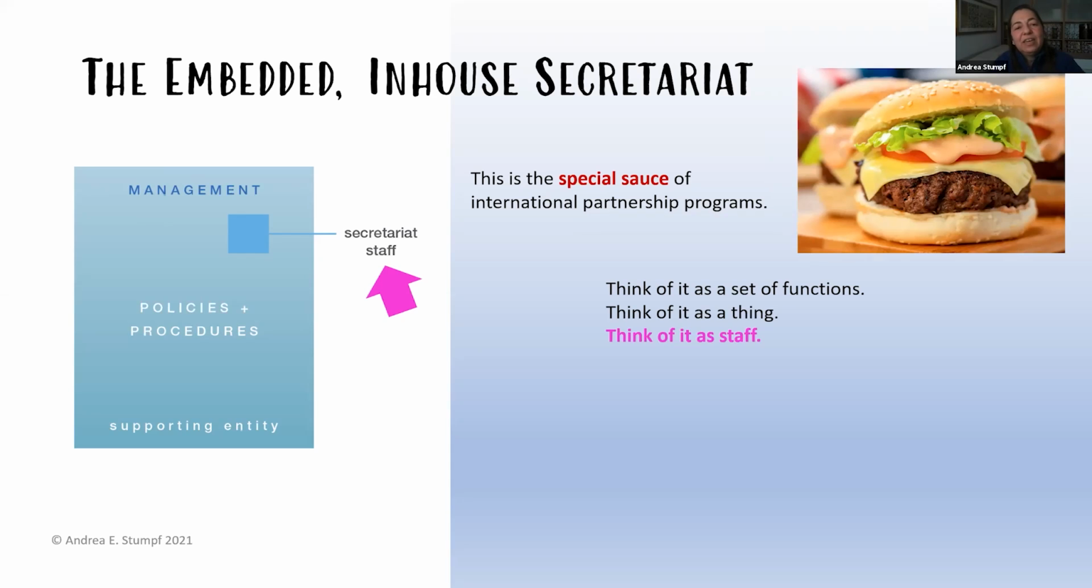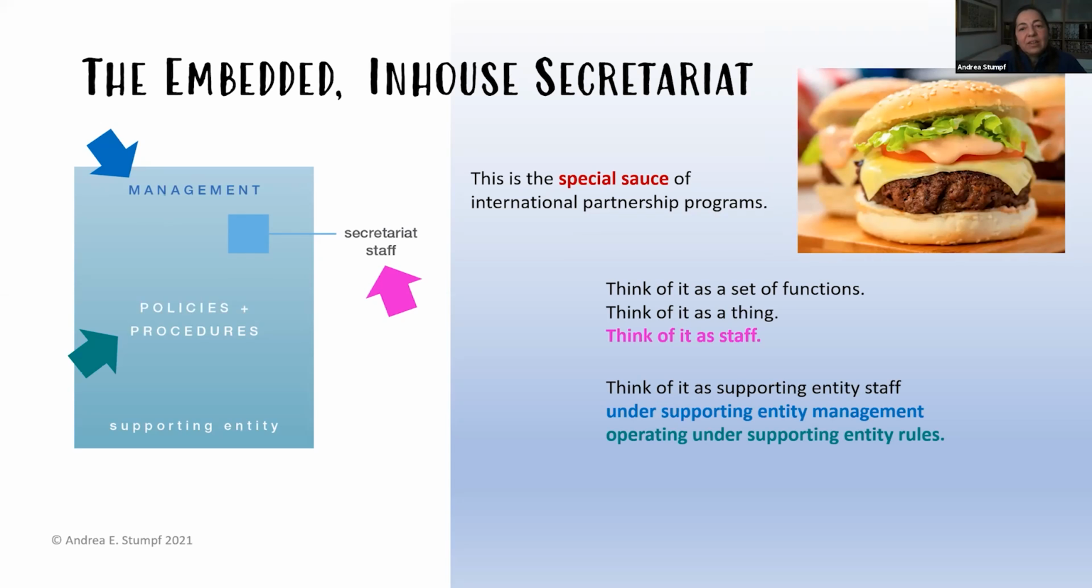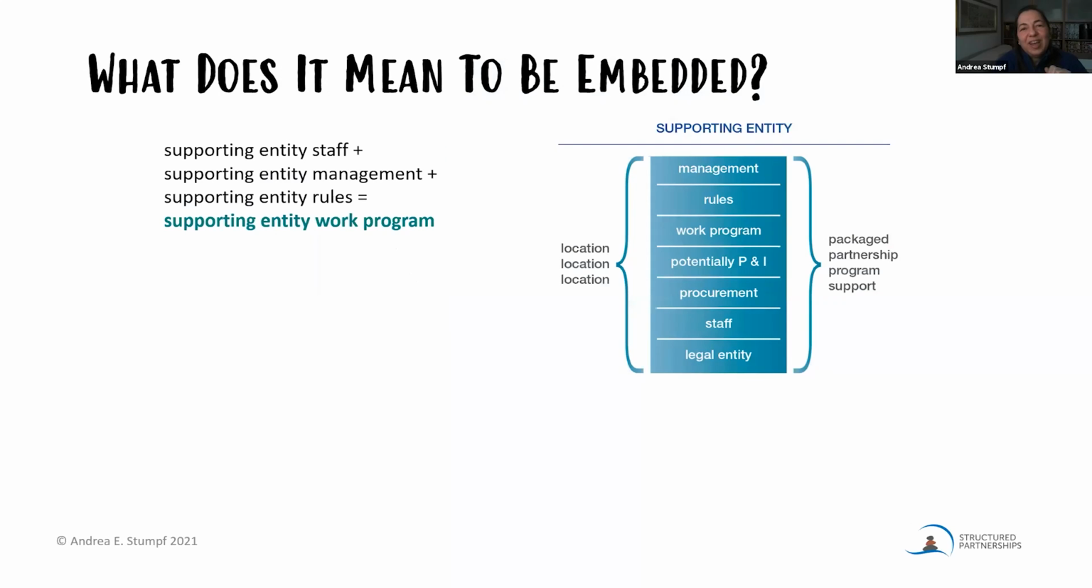So this is staff in the supporting entity. It's under supporting entity management, and it is operating under supporting entity rules. So in this hybrid nature, the Secretariat is within, as a part of, the supporting entity. And so to take it a little bit further, it actually means that what the Secretariat is doing is the supporting entity's work program. When it's staff with management with rules, you're essentially doing the work program of the supporting entity. It comes as a package, but the location is really relevant.